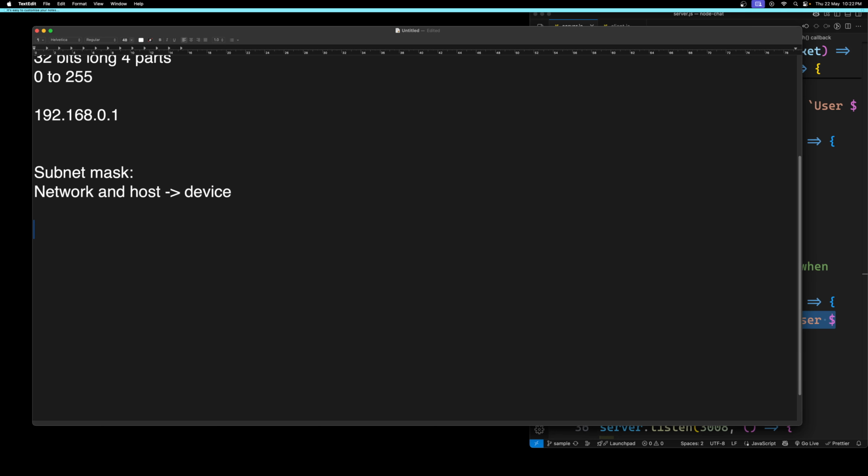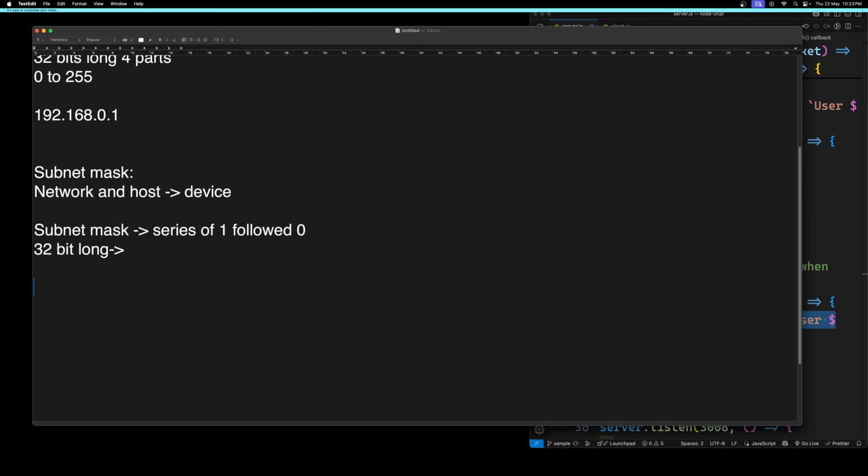Think of the network portion as the street name and the host portion as the house number. The subnet mask is a 32-bit number just like the IP address, but it is made up of a series of ones followed by zeros. So it is also 32 bits long.